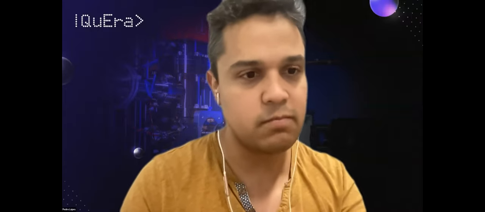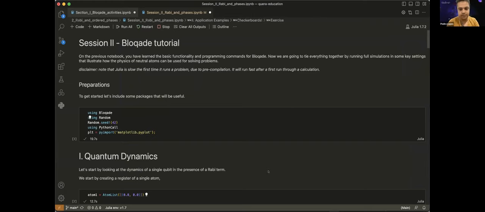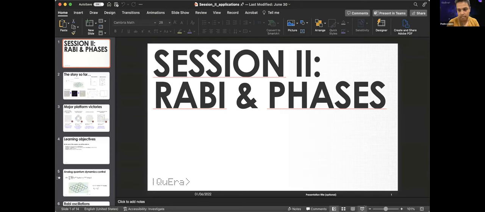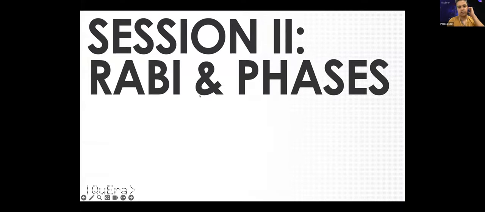I emphasize that it will be interesting if you can get Bloqade working so that we can work on some activities together. But in any case, we can look together at how we are doing this and work from my own screen and see how these things play out. So I will pick up my slides and my notebook, and we are going to do this.